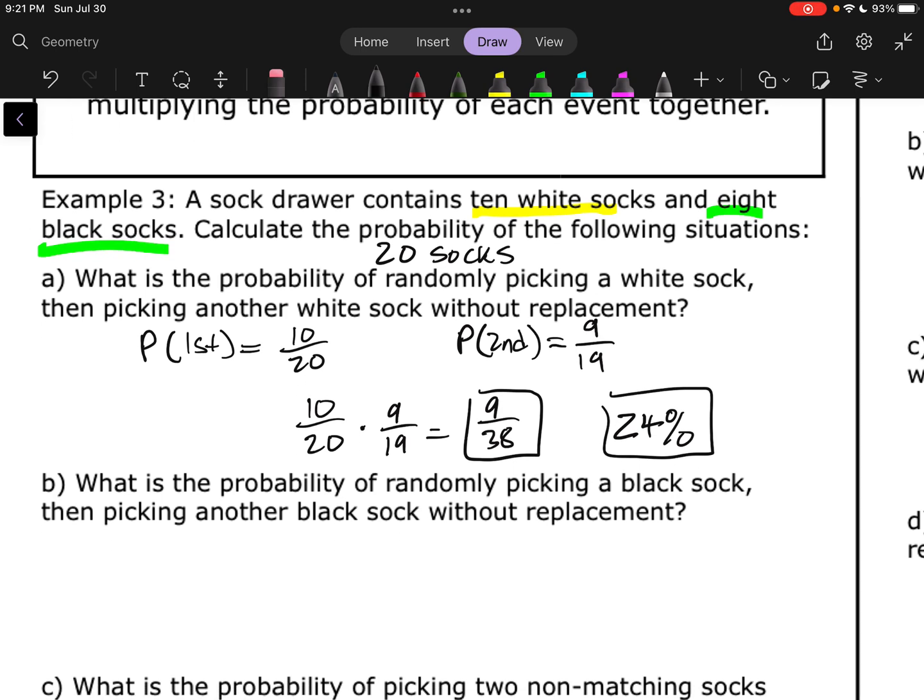So what's the probability of picking a black sock then another black sock without replacement? Okay. So for the first one here, if I want that black sock, I start off with only 8 out of 18. Oh, and just consider anytime you have a separate problem, just consider everything reset. So those white socks that we picked in part A, they're not still out of the drawer. We're resetting the whole situation. So 8 black socks out of 18 total socks. And then for the second one, when I'm going in, I've only got 7 black socks left out of 17. So this is going to be 8 out of 18 times 7 out of 17.